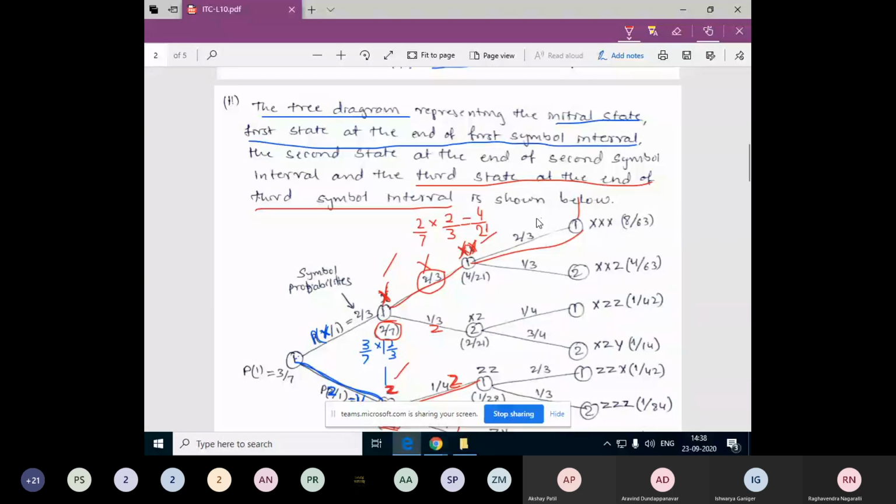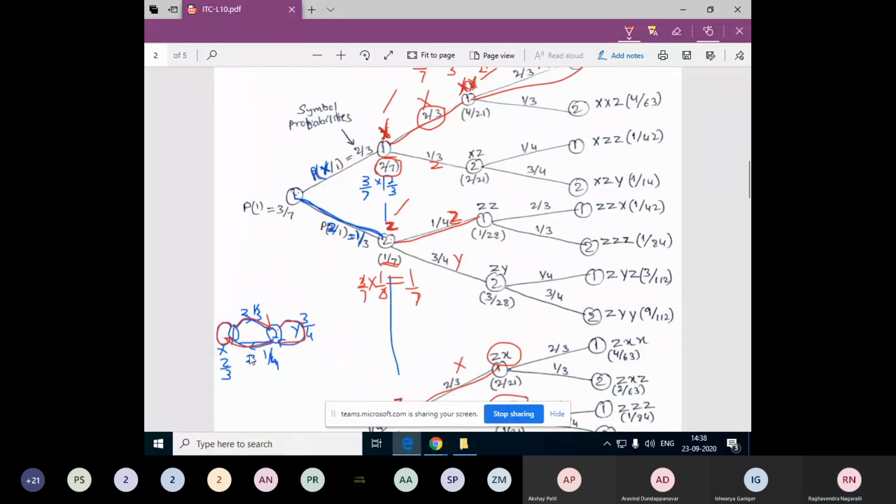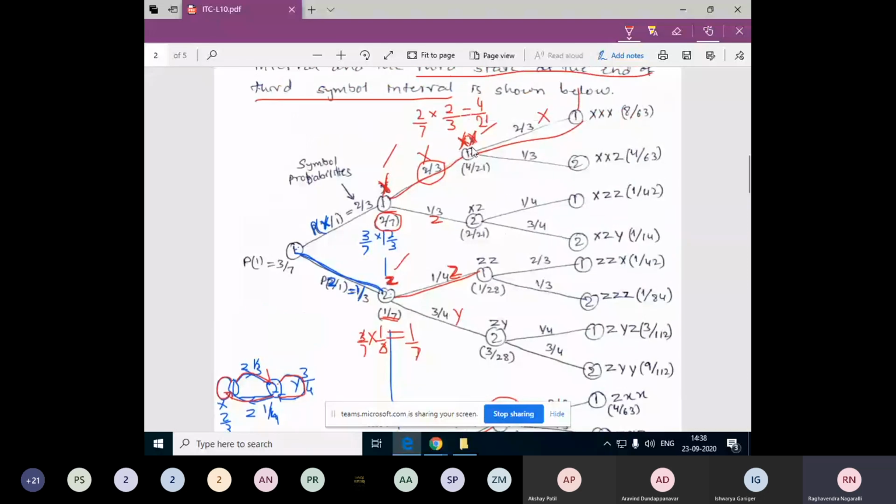1 to 1 transition, the symbol emitted is X, and the probability of emission of that symbol is 2 by 3. From 1 to 2, which is the symbol emitted? Z. And from 2 to 1? 1 by 4. Z. From 2 to 2, Y. From 1 to 1 again, X. From 1 to 2, Z. 2 to 1, Z. 2 to 2, Y.